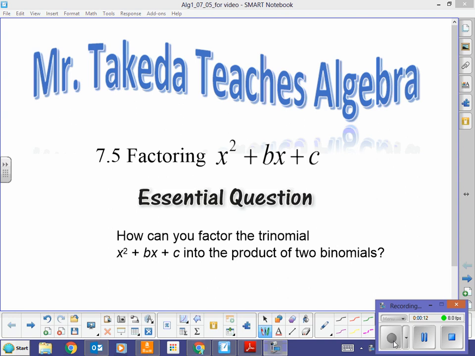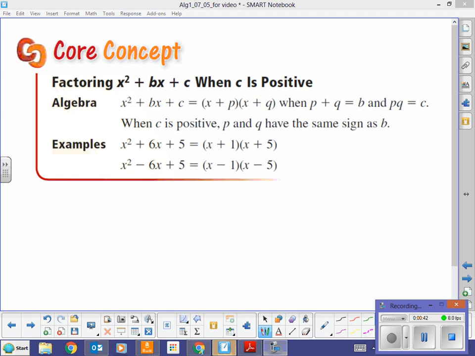This is lesson 7.5, where we ask the question, how can we factor a simple trinomial? And we actually call this simple factorable. And why? Because in front of the x squared here, there's no coefficient. Well, really, there's a coefficient of 1. That makes things very easy for us when it comes to factoring these things. Okay, so how do we factor this into the product of two binomials? Let's take a look here.